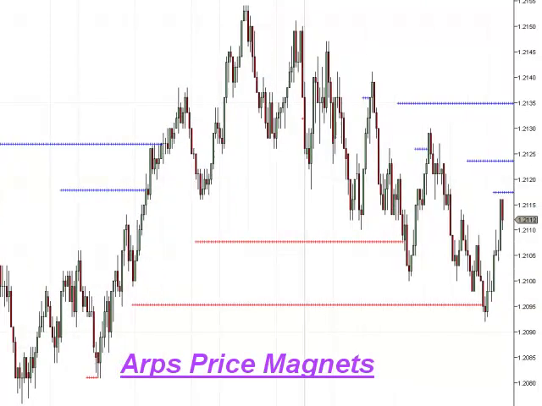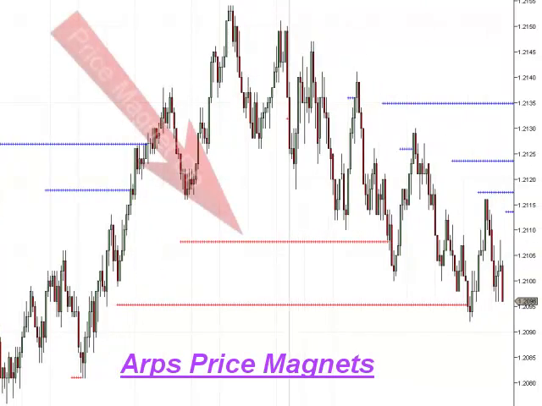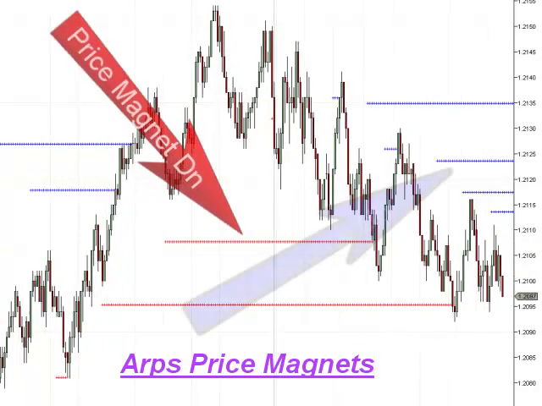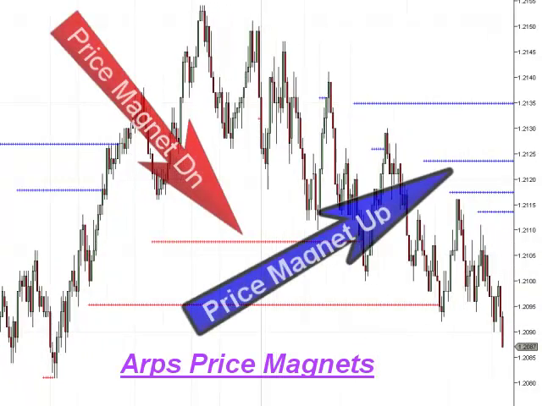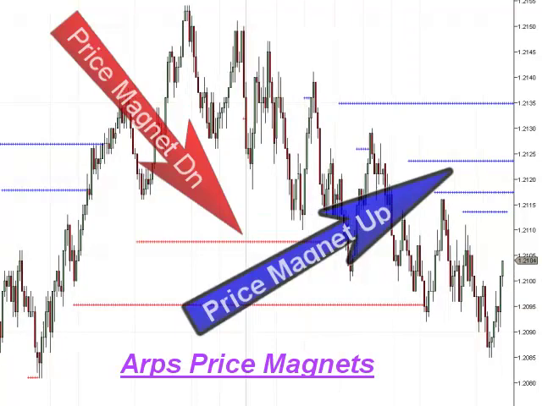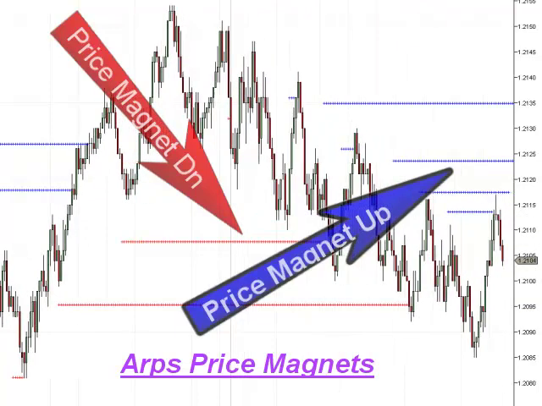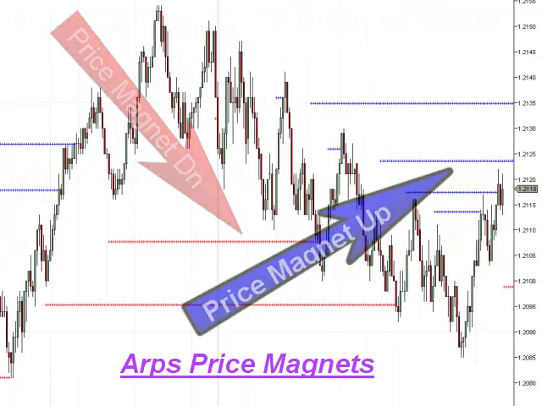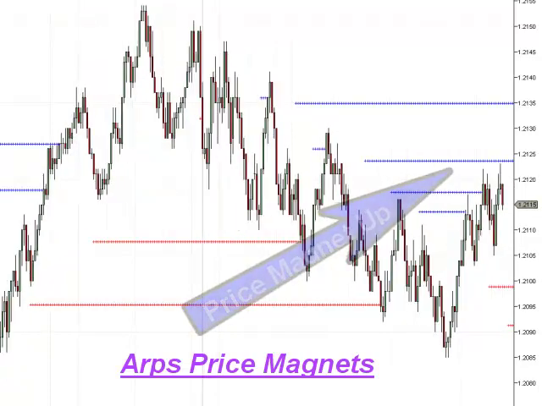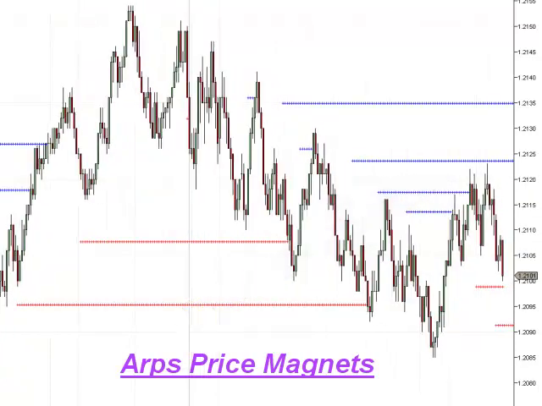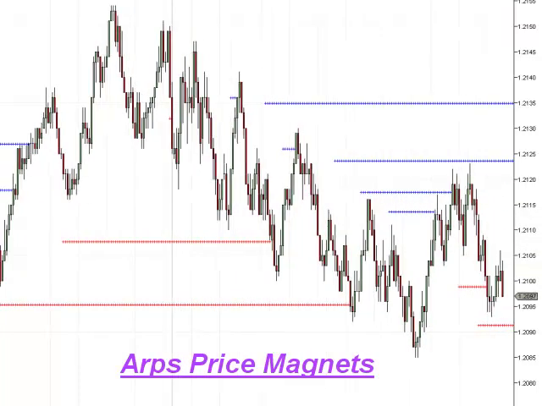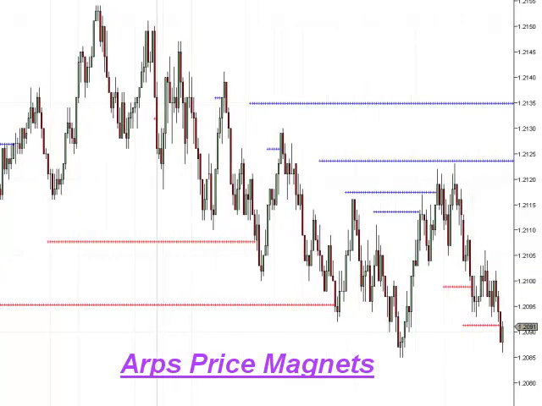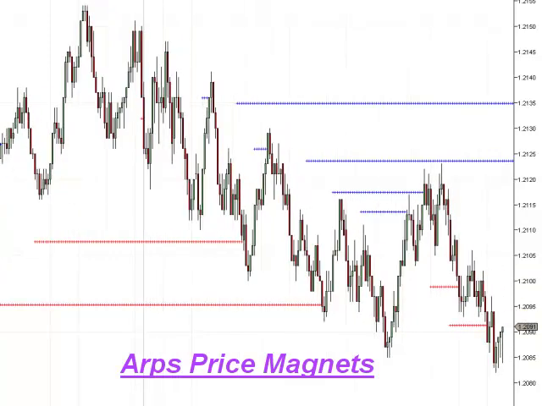The Arps Price Magnets up and down are these little dotted lines that appear on any type of price chart once a specific sequence of buying and selling has occurred. The magnets will continue to march across the graph until they are finally met by the high or low of the price bar, at which point that particular magnet is nullified.